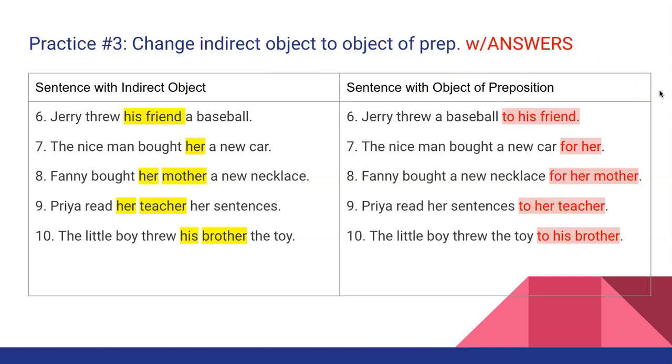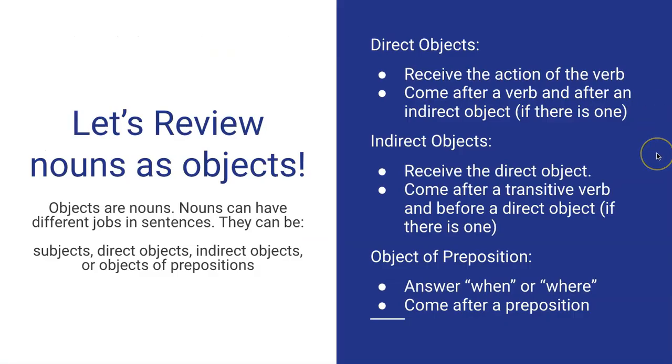Okay, here are the answers. Pause the video again to check your work. Okay, so in this video, we learned that objects are nouns and nouns can have different jobs in sentences. They can be subjects, direct objects, indirect objects, or objects of prepositions. Here, I am repeating this most important information again, so if you need to review, pause the video here and study the information on this page.